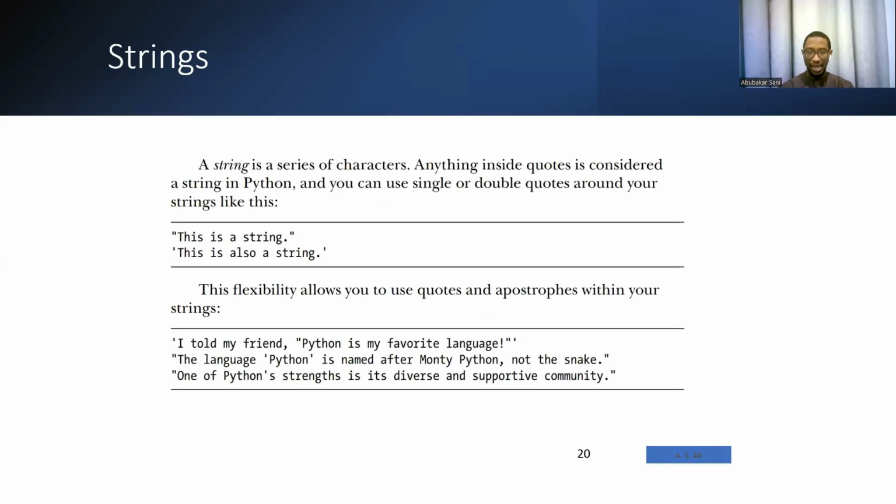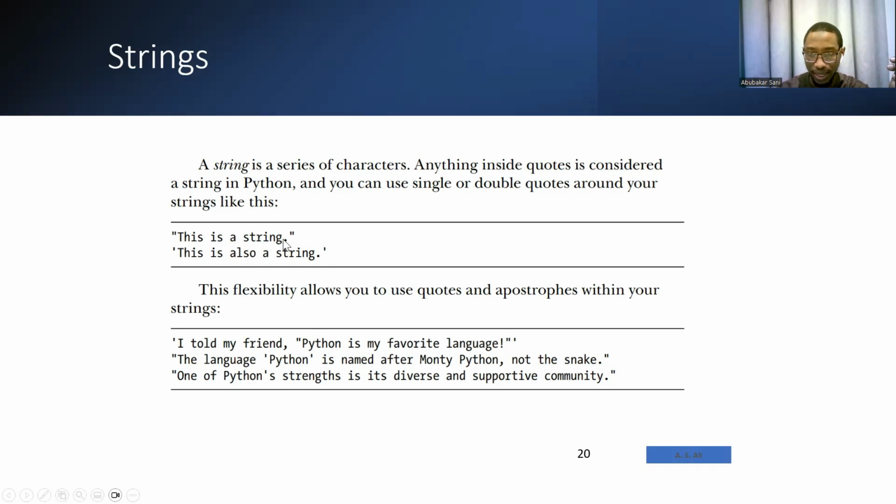Okay. So a string is a written word. Okay, it's a series of characters. Anything that comes inside quotes is considered a string in Python. And you can use single or double quotes around a string. For example, this one is using double quotes and this one is using single quote.